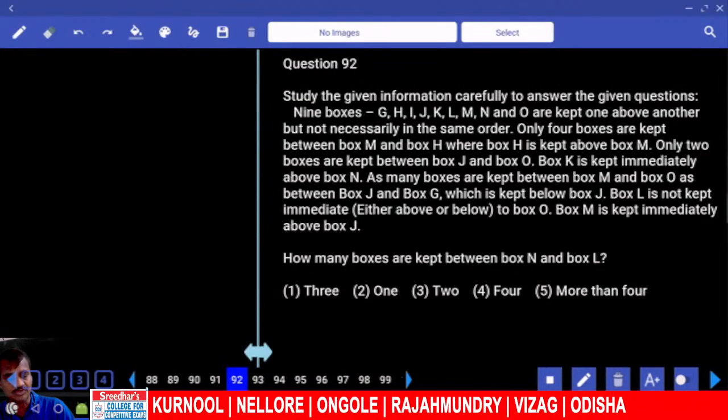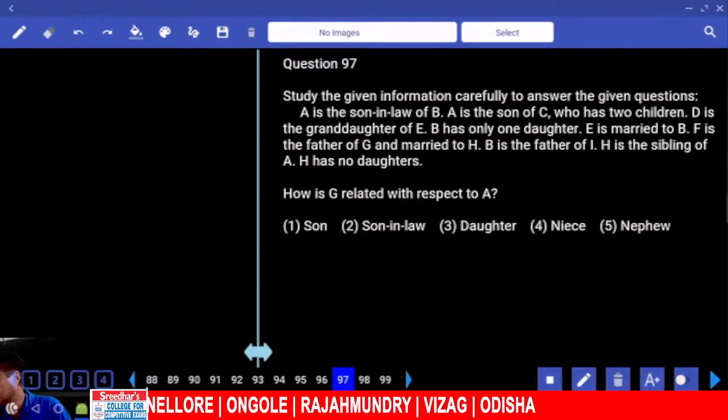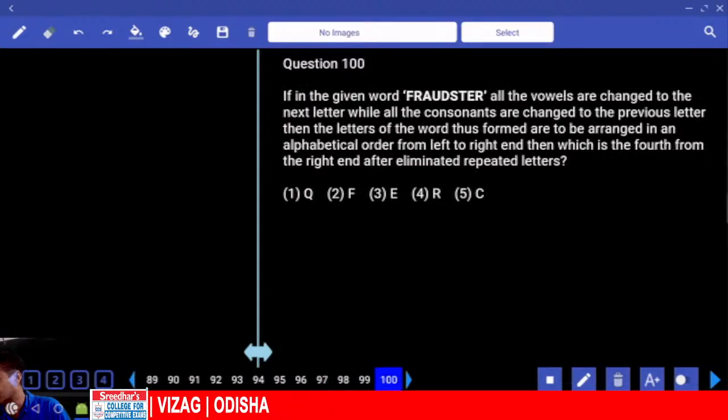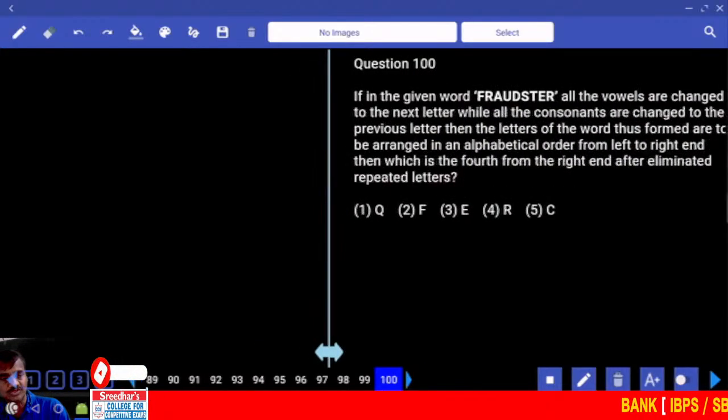Between these two, which is much easier? 97 to 100. And between 97 to 99 and 100, which is much easier? 100 is easy. First work out 100. Then check out 97 to 99. Then the 100th one. What is question number 100 here?